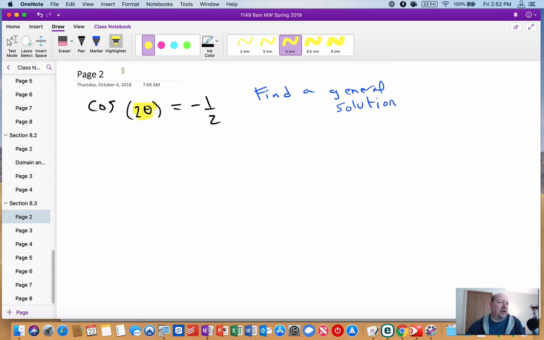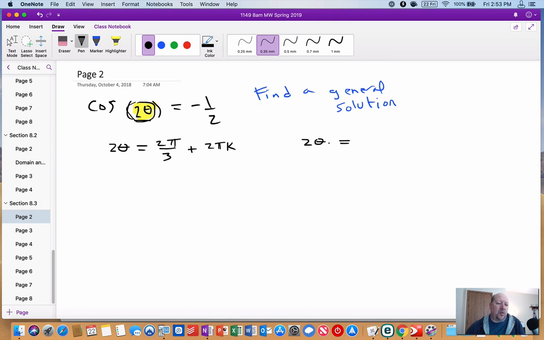And so now remember, it's not theta that equals those angles. It's actually whatever is in here that equals those angles. 2 theta is equal to 2 pi over 3 plus, and since it's a cosine, it's a period of 2 pi, so 2 pi k. And then the other angle that twice theta has a cosine value of was 4 pi over 3, plus 2 pi k.